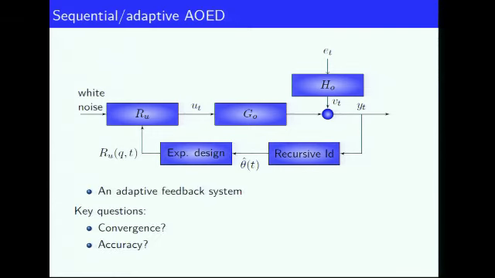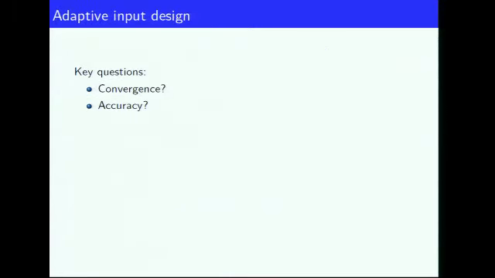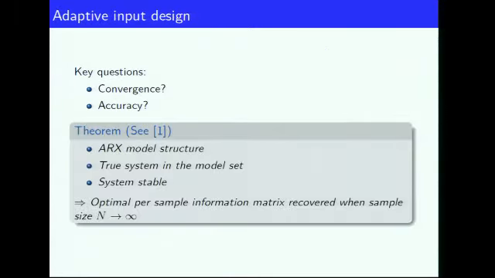So the question arises, of course, regarding convergence and accuracy here. And we can actually back this up now with some theory. So if you have an ARX model structure, the true system is in the model set, and the system is stable, this adaptive procedure will converge to the optimal per sample information matrix when the sample size grows to infinity. So that's a form, and it's incidentally based on a result by Lai and Wei from '82.